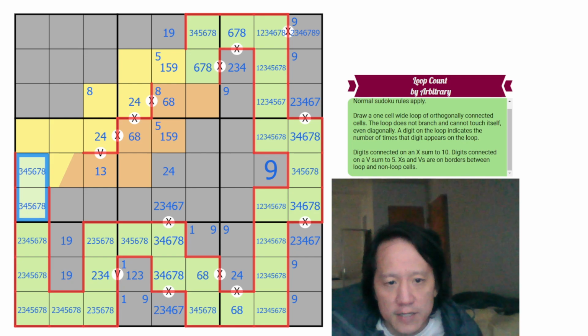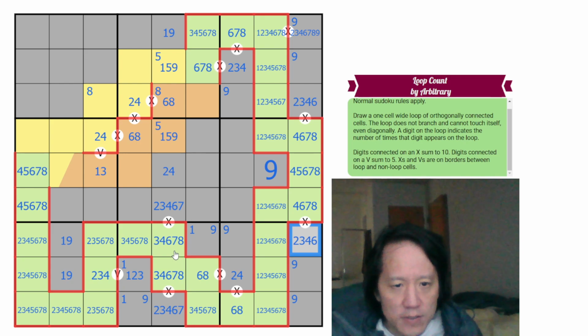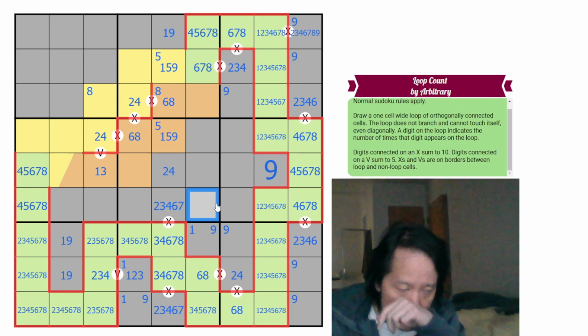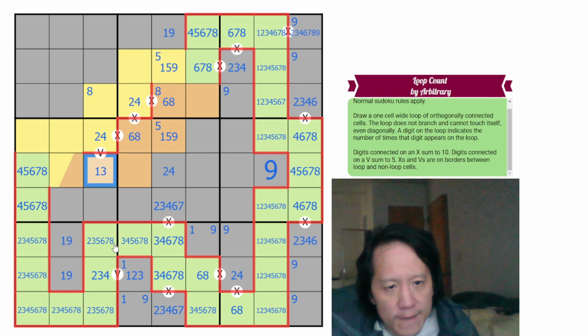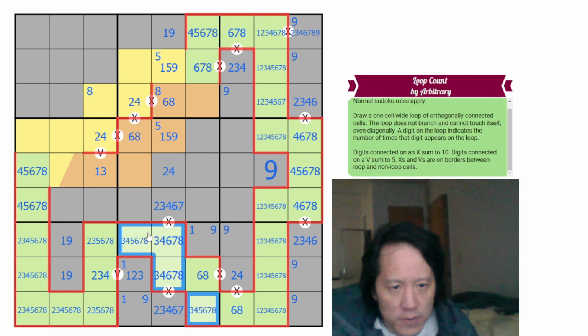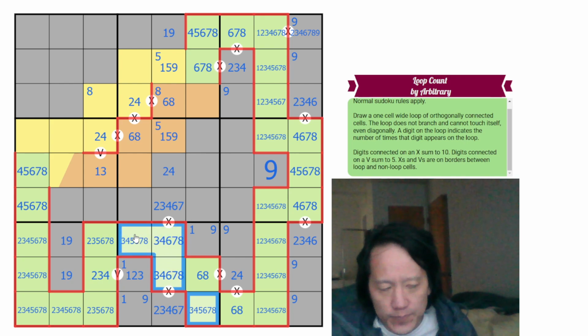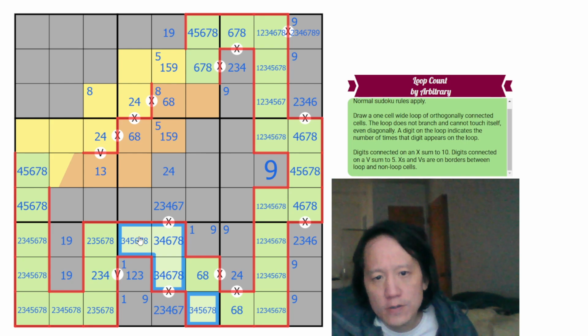So this cannot contain a 3. This cannot contain a 3, which means this can't be 7. This could be part of the 3. This could be part of the 3. This could be part of the 3, but this cannot be part of the 3. Does that make sense? If this is 2 and 3, we still have 4 possible anywhere in the loop. So there's that.